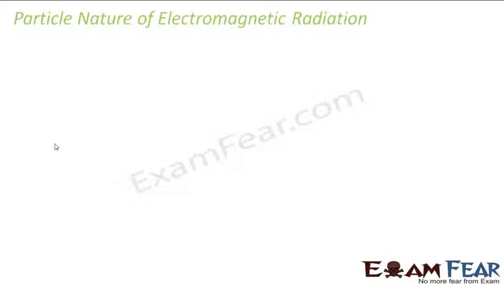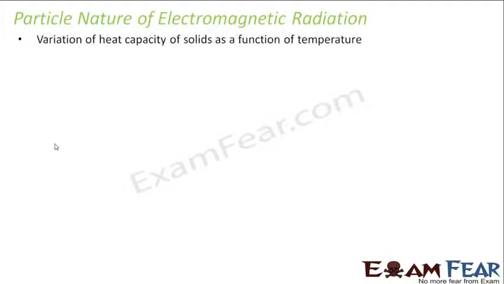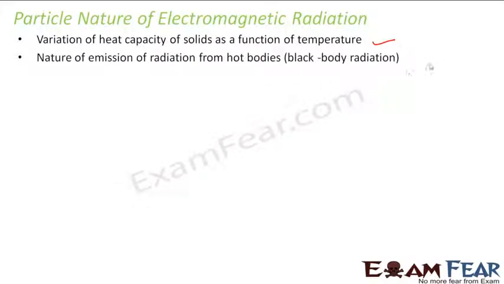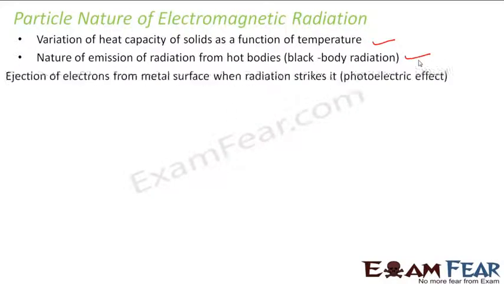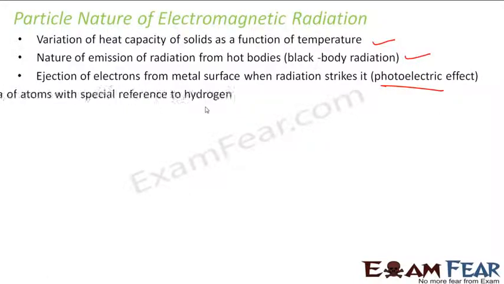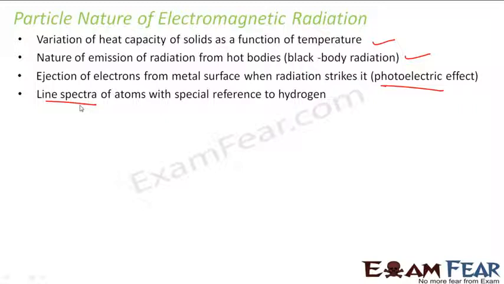Now let's talk about the particle nature of electromagnetic radiations. In particle nature, I'll talk about the variation of heat capacity as a function of temperature. We'll talk about the nature of emission, the blackbody radiation. We'll talk about the photoelectric effect, where the electrons are ejected from the metal surface. And we'll talk about the line spectra, especially with hydrogen. We'll talk about all these, which proves that the electromagnetic radiation has particle nature.